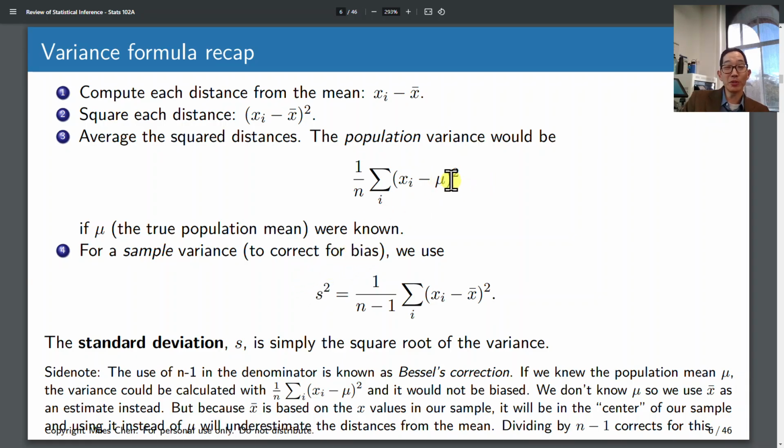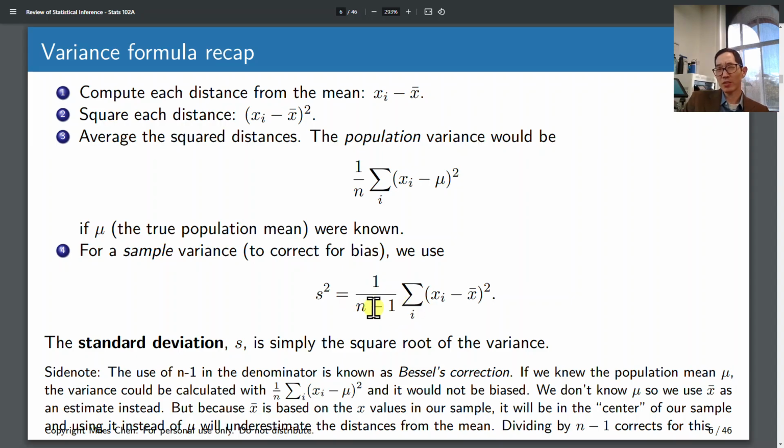But generally you don't know the population mean, so you use your sample mean. And when you do this, to correct for using x bar instead of mu, we divide by n minus 1. That's Bessel's correction. This is kind of like our average squared distance from the mean, but adjusted and corrected. And this thing is known as Bessel's correction.